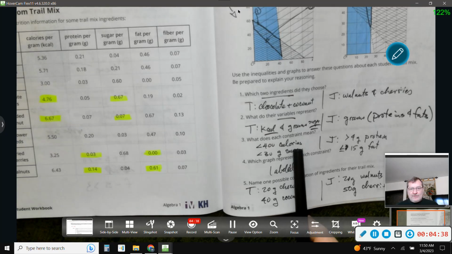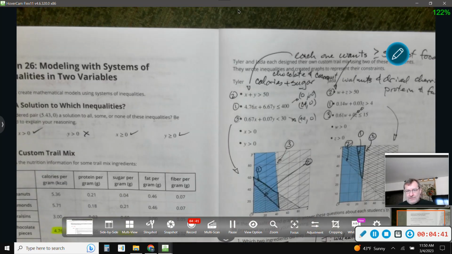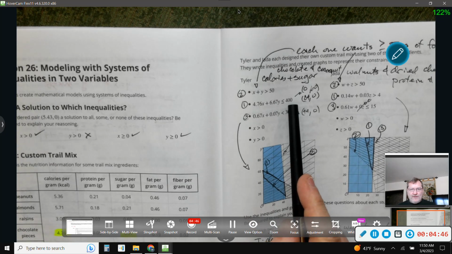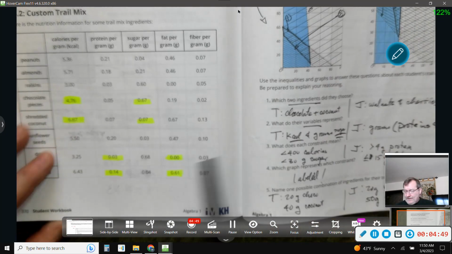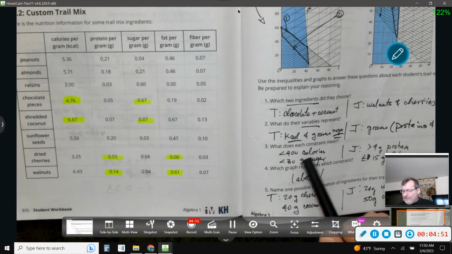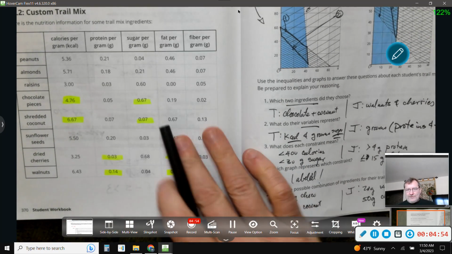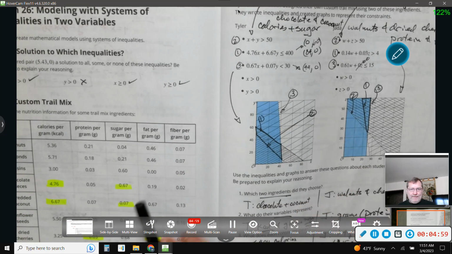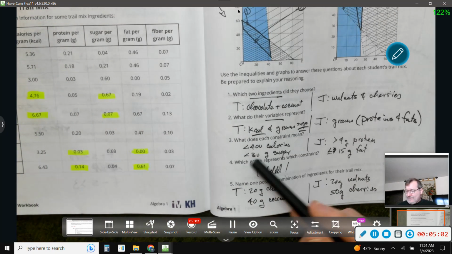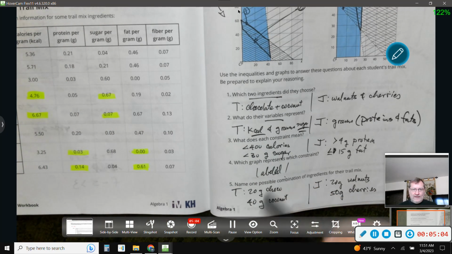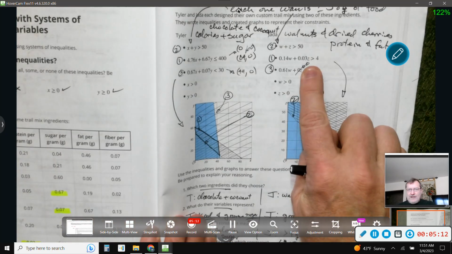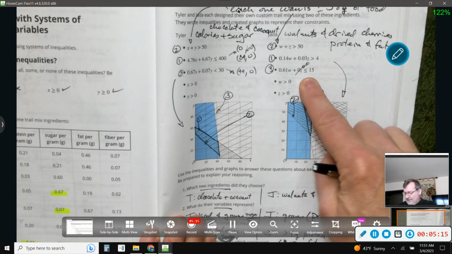What does each constraint mean? The constraint here, this top one, is for calories. They want less than 400 calories, and 30 grams of sugar. So that's what the 30 means right there. So calories and sugar. They're trying to limit it to no more than that, so they don't want too many calories. And Jada says she wants at bare minimum 4 grams of protein, so she wants lots of protein in her mix, but not so much fat.